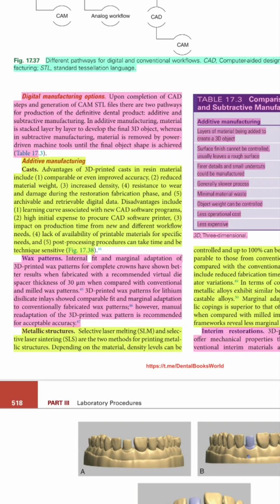There are 2 digital manufacturing options. The first one is additive, the other is subtractive. Additive is where the material is stacked layer by layer to develop the final 3D object. The subtractive manufacturing, which is the more common, uses a power-driven machine tool to remove material from a block until the final object shape is achieved. So it's more about sculpting from a base material.